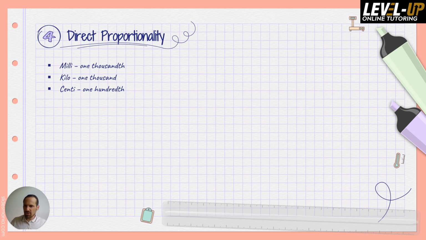And then you have centi being hundredths. We've seen before cent relating to 100. So if you have something like 50 centimeters, we can convert that into 0.5 meters, or 500 millimeters. So these units are all directly proportional to one another, because they're measuring the same thing.